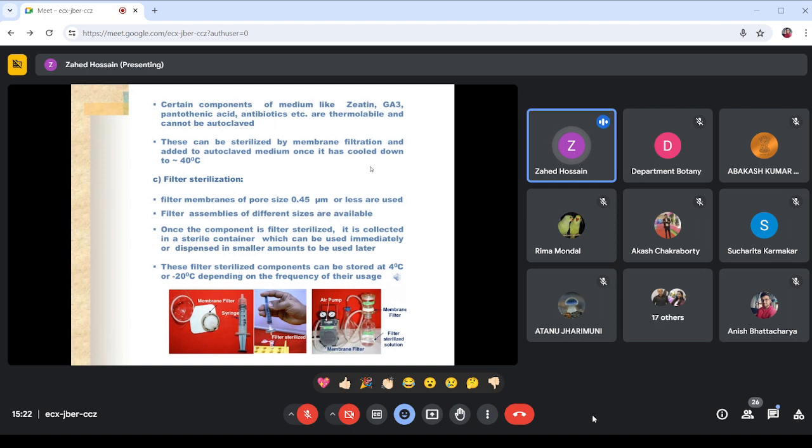Sometimes some chemicals, particularly hormones, are thermolabile, not thermostable. If you autoclave them, they will lose their properties. That is why filter sterilization is done, because here, similar to HEPA, there is a filter with a very small pore size. When you pass the non-sterile hormone, maybe GA3 gibberellic acid solution, through this filter, since the pore size is very small, the filtrate is free of any pathogen. For thermolabile substances, you should remember that filter sterilization is done.